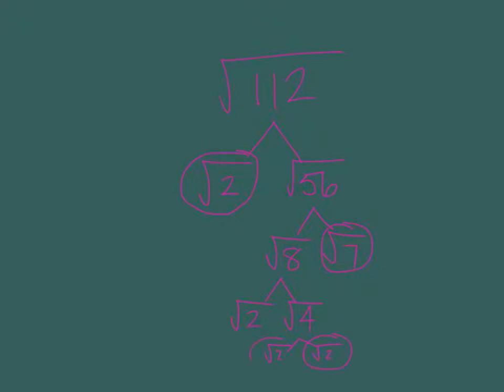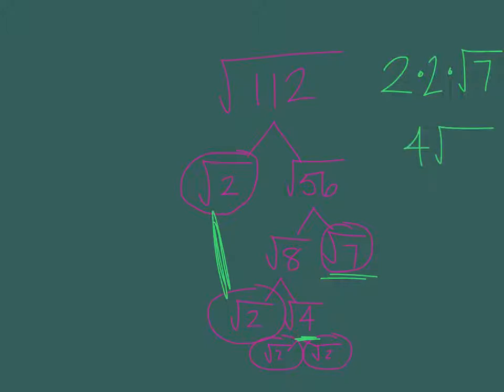So now I'm looking for pairs of things. And I actually have two pairs of things this time. I have these two radical 2's and these two radical 2's. So they both get to leave to the outside. So I get 1, 2 for the first pair, 1, 2 for the second pair, and then radical 7, because it didn't get to leave. It didn't have a pair. So my answer would be 4 radical 7.